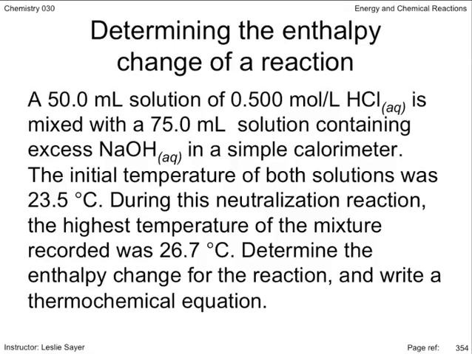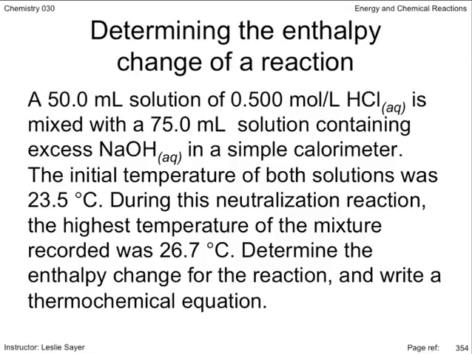Here's a problem that will enable us to tie in a couple of the concepts we've learned so far. A 50 milliliter solution of 0.5 mole per liter hydrochloric acid is mixed with a 75.0 milliliter solution containing excess sodium hydroxide. In a simple calorimeter, the initial temperature of both solutions was 23.5 degrees Celsius. During this neutralization reaction, the highest temperature of the mixture recorded was 26.7 degrees Celsius. Determine the enthalpy change of the reaction and write a thermochemical equation.